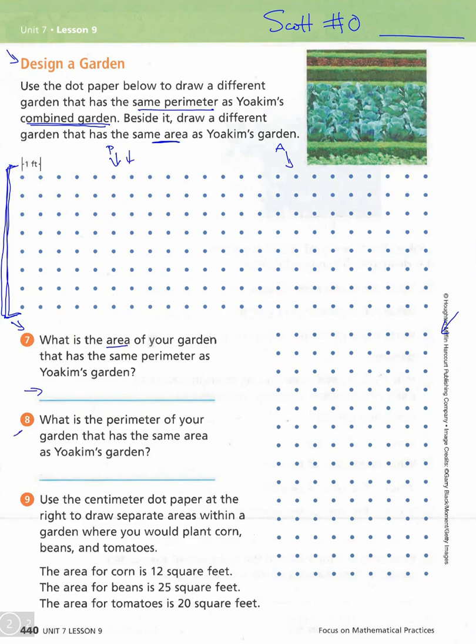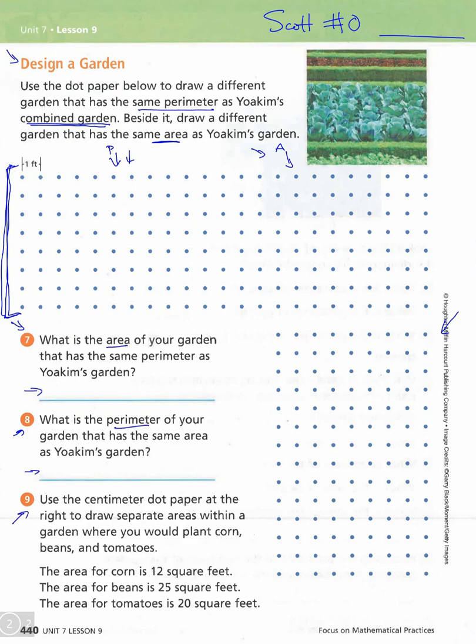Okay, so number 8 says, what is the perimeter of your garden that has the same area? So kind of go backwards. What is the perimeter of this, the one you did over here on the right hand side? What is the perimeter of that one? So go ahead and pause the video and write your answer for that.